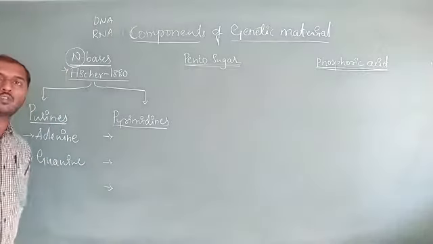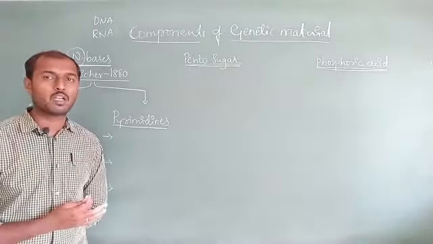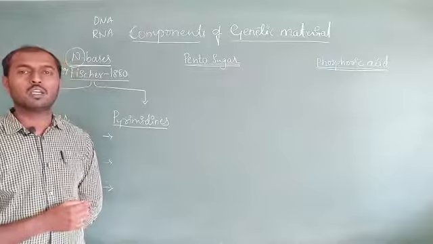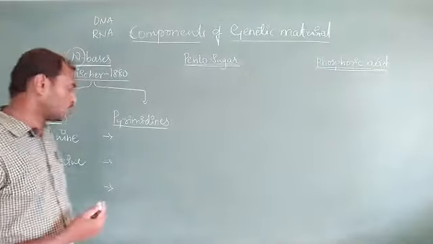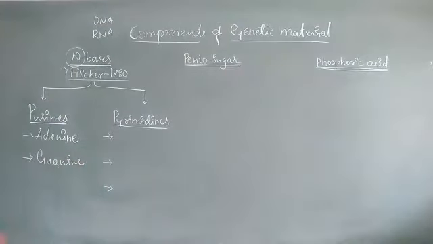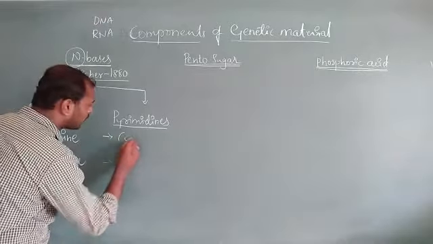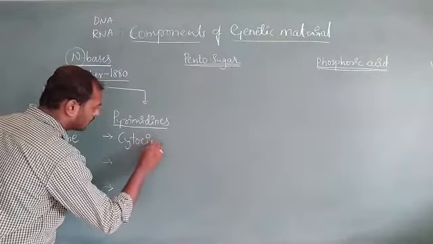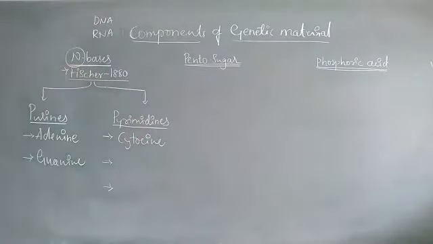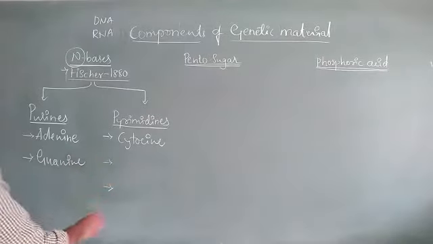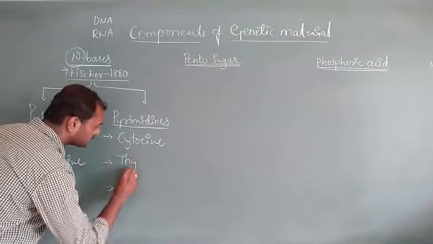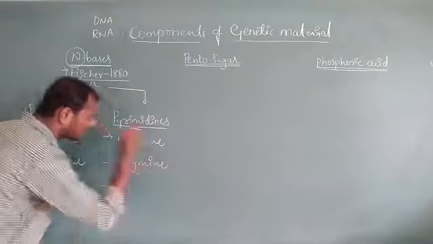Due to modification, we can see three types of pyrimidines here. The first one is cytosine. Cytosine is the first kind of pyrimidine. The second one is thymine.